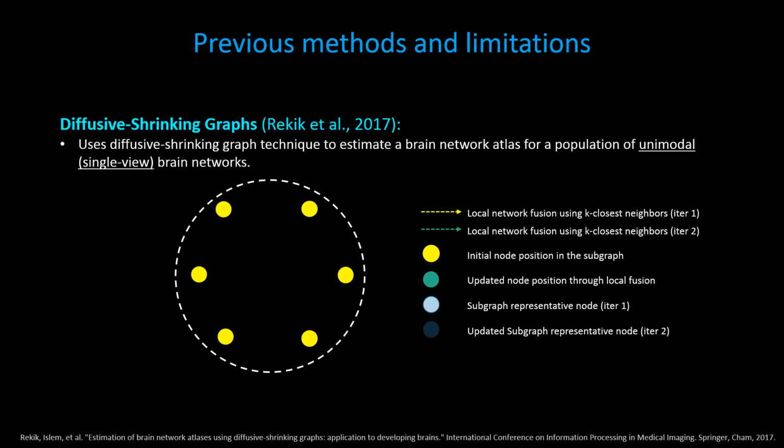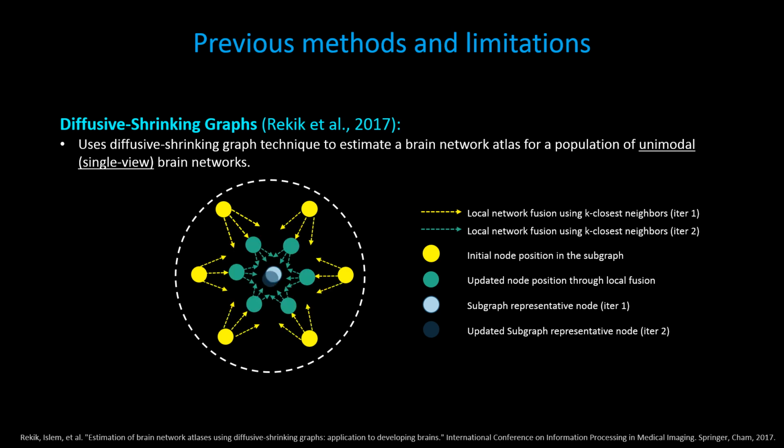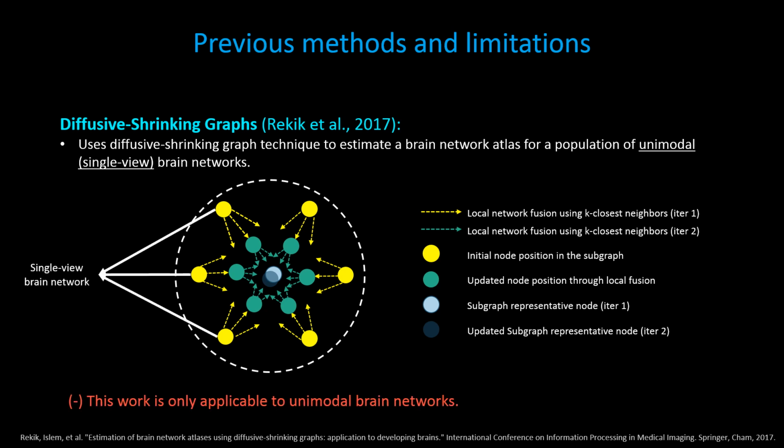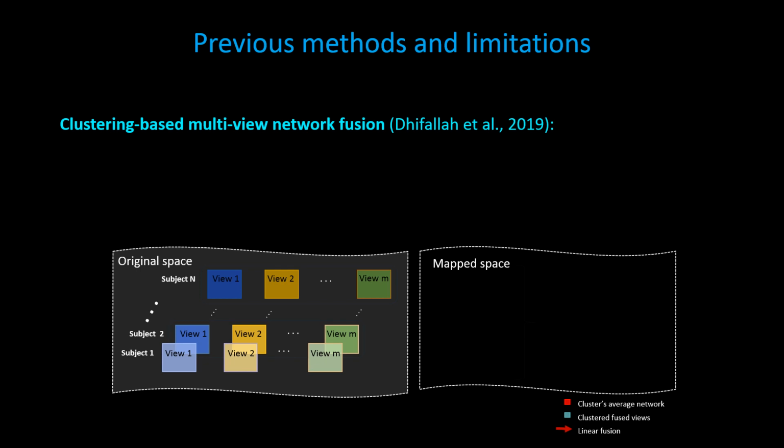Now, I will give you an overview of previous works that tried to partially solve this problem. Rekik and co-authors presented in 2017 the diffusive shrinking graphs technique, which uses iterative local fusion processes to estimate brain network atlases, which we also refer to in this work as connectional brain templates. Yet, this technique is only applicable to populations of unimodal brain networks, or a single brain view derived from a single MRI modality.